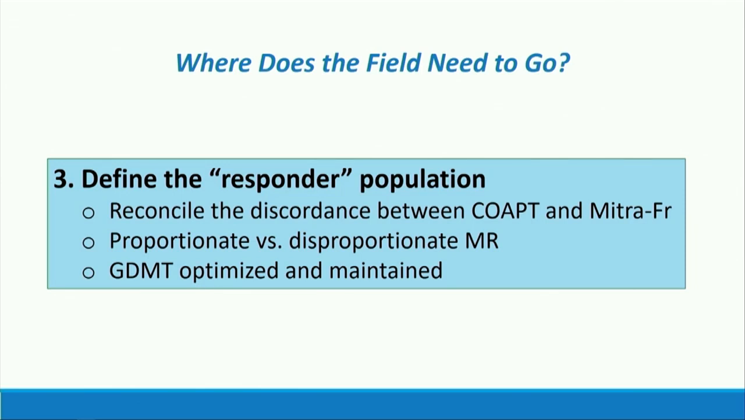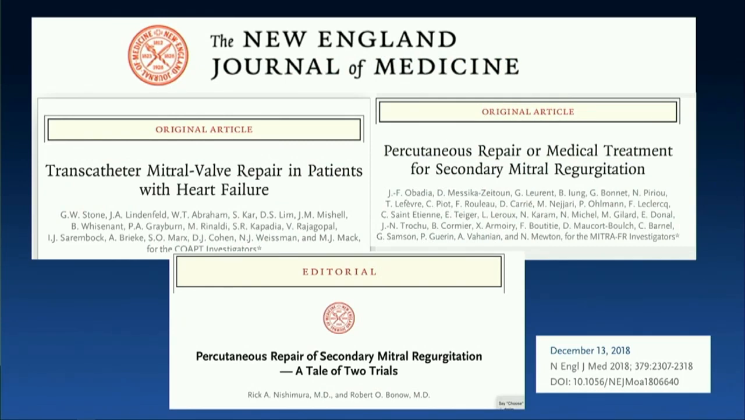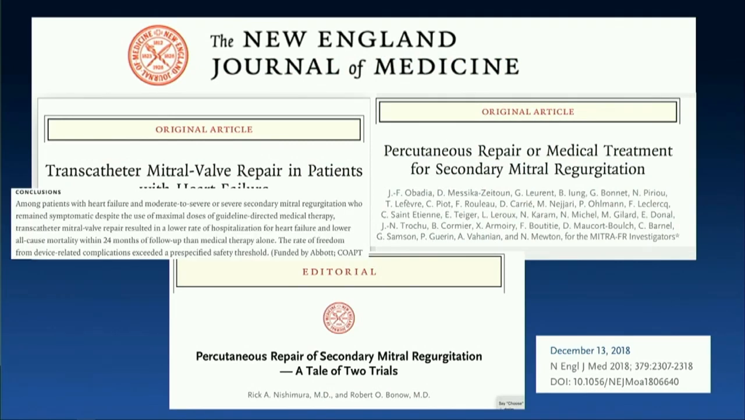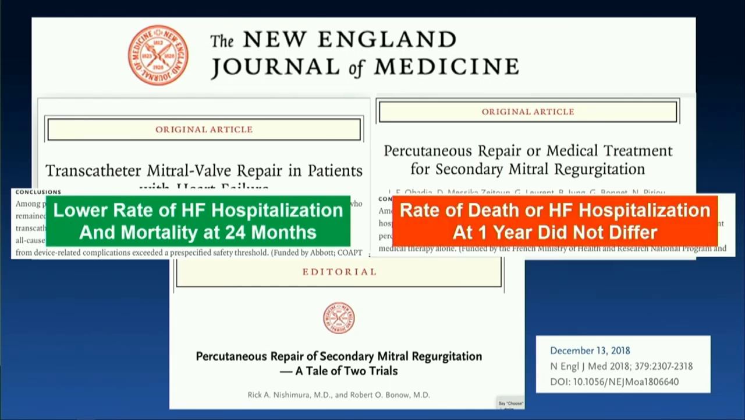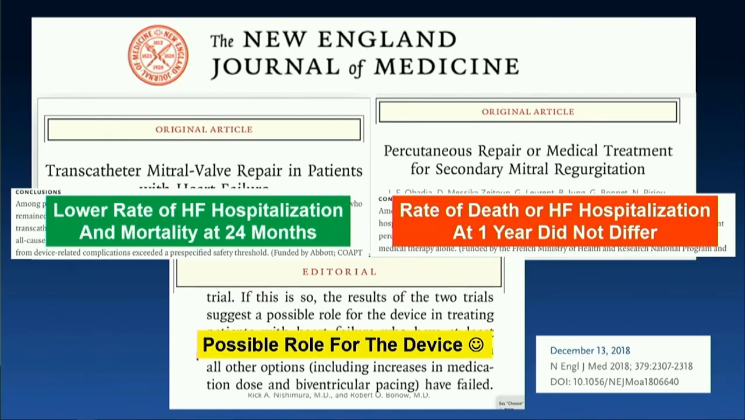One of the things we have learned from COAPT is guideline-directed medical therapy really works, but only 20% of patients referred in with functional MR really are on optimal guideline-directed medical therapy. So these are the 2 trials, MITRA-FR and COAPT. COAPT showed a lower rate of heart failure hospitalizations at 24 months. The rate of death or heart failure hospitalization at 1 year did not differ, and 2 expert editorialists solved this for us by saying there's a possible role for the device.